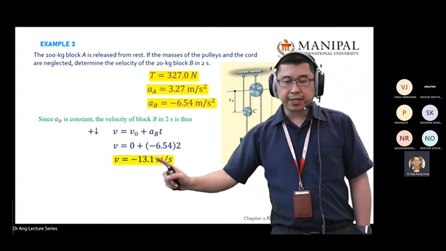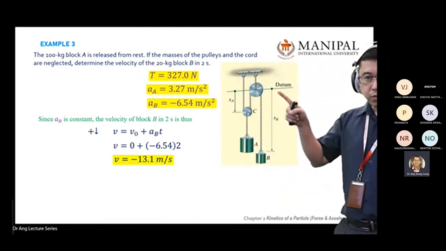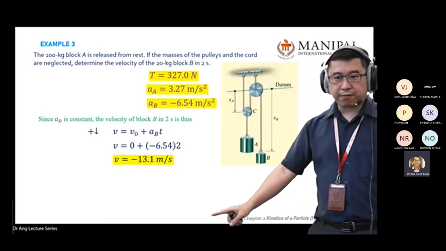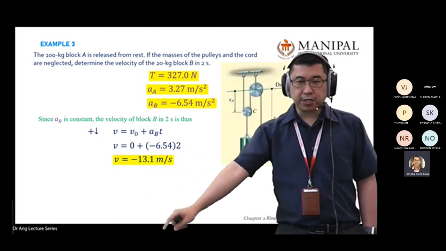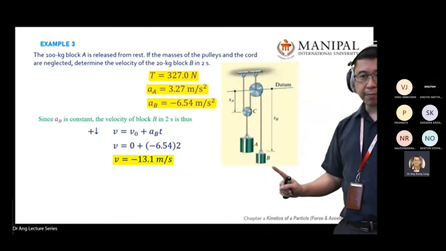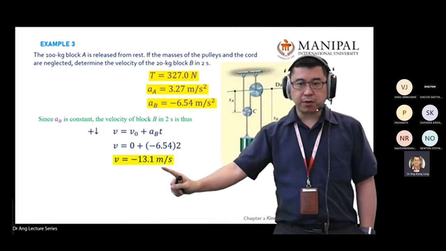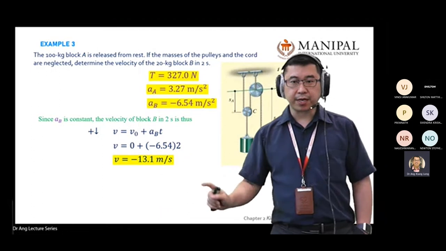What does negative mean? You need to refer to your datum. Going down is positive. So you get a negative velocity. It means object B is moving up with a velocity of 13.1 meter per second.